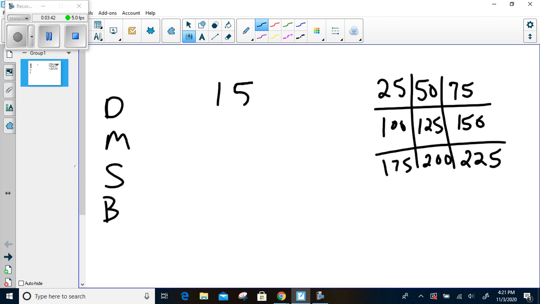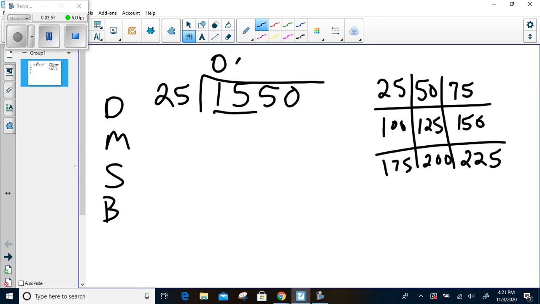Let's go with 1,550 divided by 25. Okay. So we look over at our tic-tac-toe chart. What's closest to 1 without going over? There is nothing. So we're going to slide over and use 15. Still nothing. Is it okay to have 2 zeros? Absolutely. Sometimes that happens. And then we're going to slide over one more, and we're going to use 155.